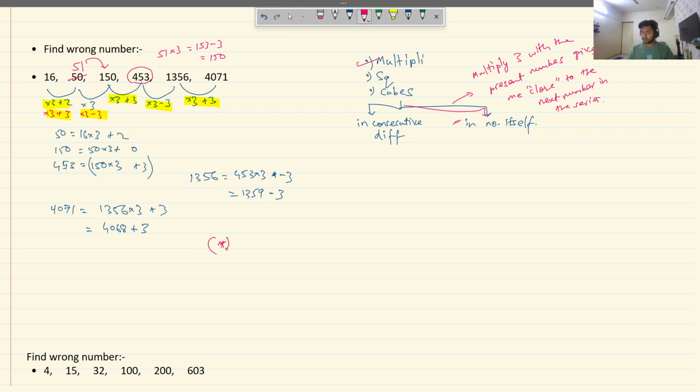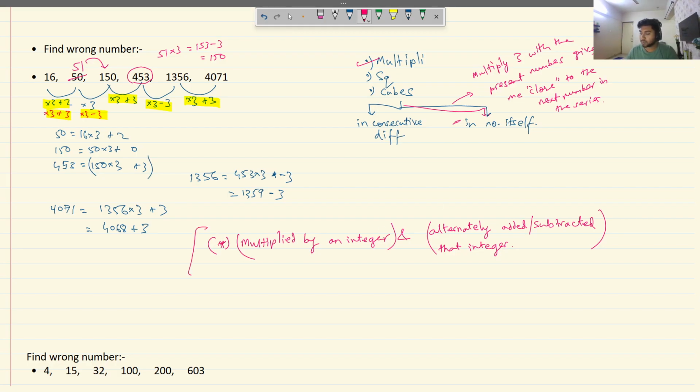So the logic over here was: multiplied by an integer, in this case it was 3, and alternately added or subtracted that integer. In this case our integer was 3.